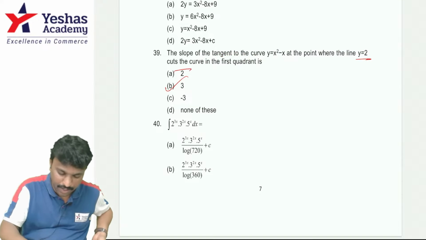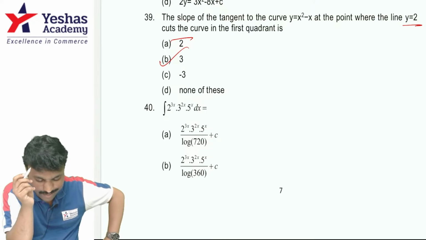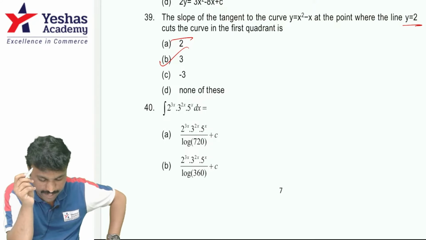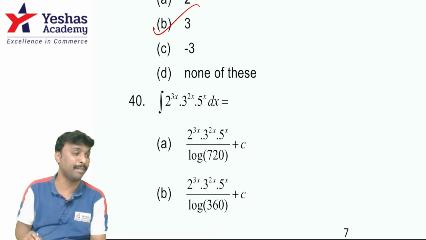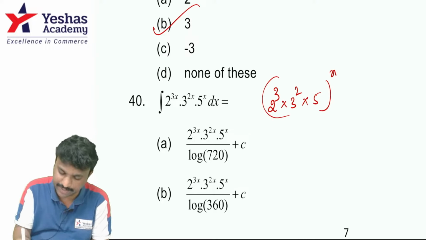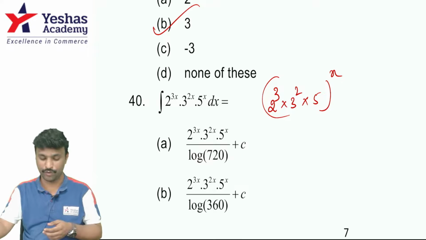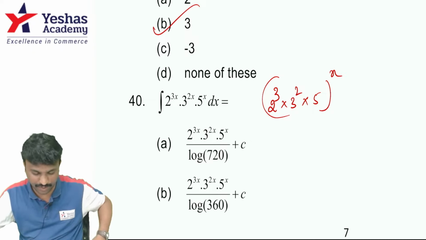Question number 40. What they've asked here is integration of 2 power 3x into 3 power 2x into 5 power x dx is equal to what? Guys, all these terms have got a common power, which is x. So 2 power 3 into 3 power 2 into 5, whole power x. Can I write so? Yes. First of all, what is 2 power 3? 8. 3 power 2 is 9. 8 into 9 into 5 fetches me 360.